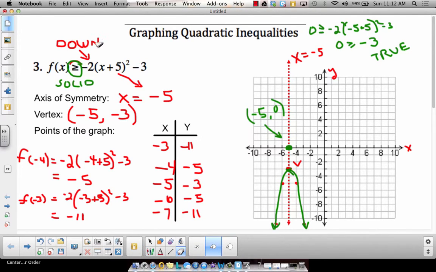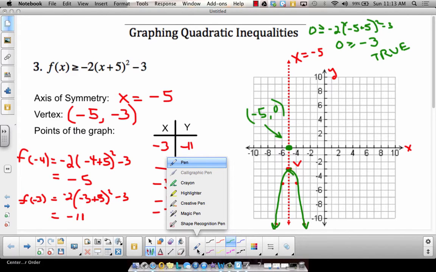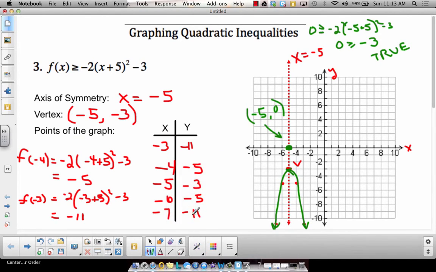Let me get rid of some of this other junk that's in the way now. I substituted into the original inequality here, and I came out with this point making this statement true. That means any point that's on that same side of that parabola is also true.